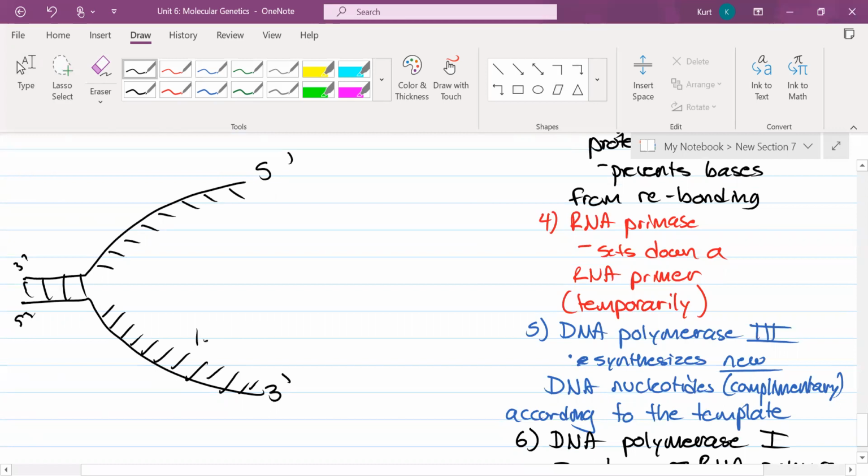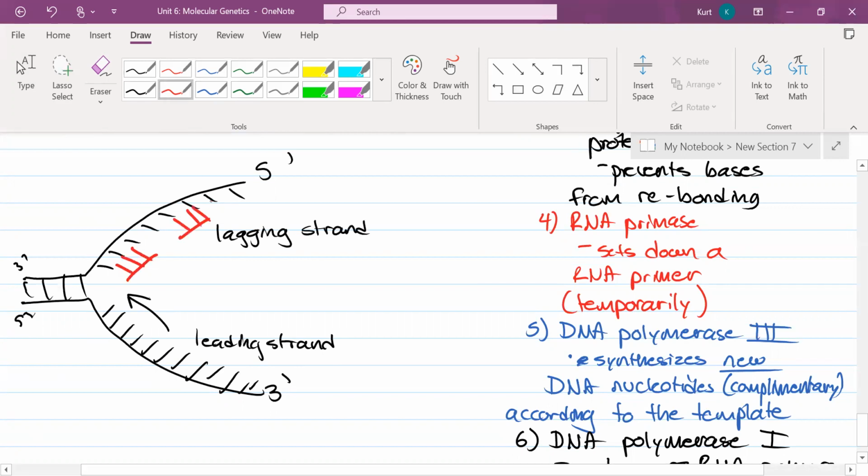This is known as the leading strand. This is going to be assembled towards the replication fork. So what do you call the one that's built away from the fork? The lagging strand. Which one has the Okazaki fragments? The leading or the lagging? The lagging strand has Okazaki fragments.